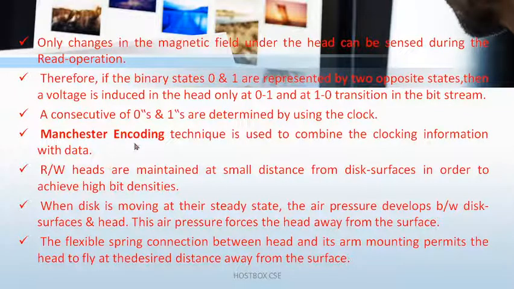Whenever there are exams, BTech or any competitive exams, they ask these kinds of small objective questions. What kind of technique is followed in a magnetic hard disk? You can select the answer: Manchester encoding. What is this technique?